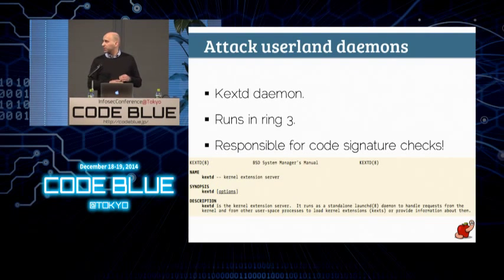In macOS, you have this daemon, kextd, which is responsible for loading the kernel extensions. Basically, when you run the command to load the kernel extension, it sends a request to this daemon, and this daemon will process the kernel extension and ask the kernel to load this kernel extension. It runs in ring 3. Basically, it's a daemon running in userland. It's not kernel code. And now it's responsible for code signature checks. So what you have is a userland daemon checking the code that goes to root. This cannot work.